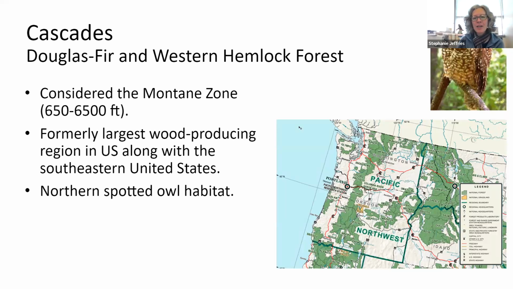650 to 6,500 feet, you might imagine, is quite a bit of variation. So just keep that in mind, that we're kind of treating this as one forest type when there's really quite a lot of variation. And this area of the Pacific Northwest was formerly the largest wood producing region in the United States. And southeastern United States was second. But this is really important habitat for the northern spotted owl. And in the late 80s, early 90s, the northern spotted owl was designated a federally endangered species. So what that means is that any kind of alteration of habitat is considered take, which is now illegal under the Endangered Species Act.